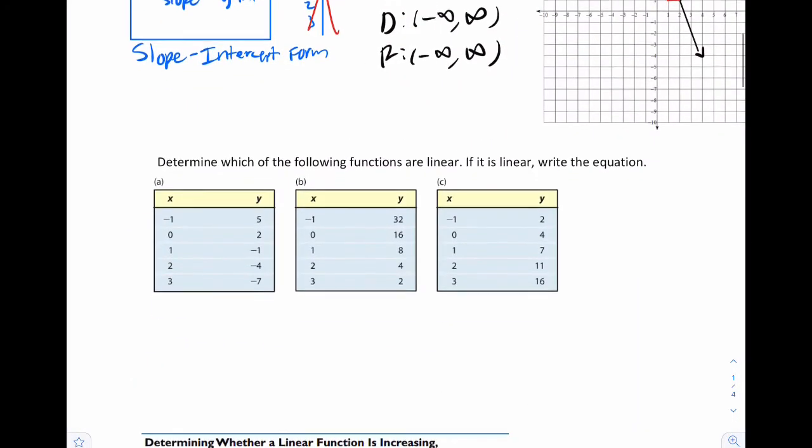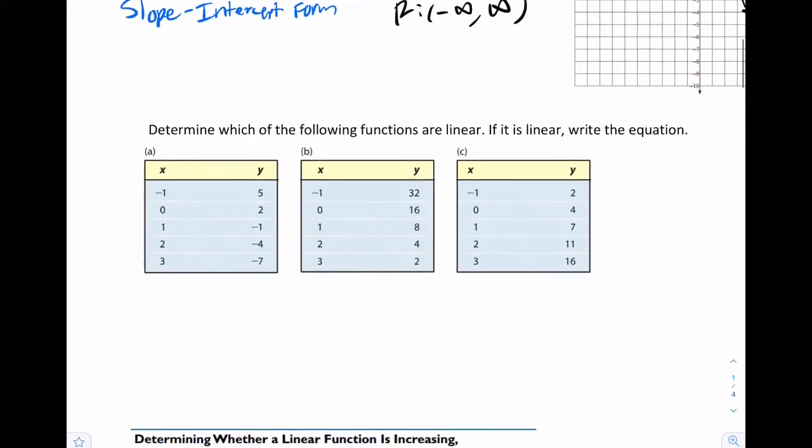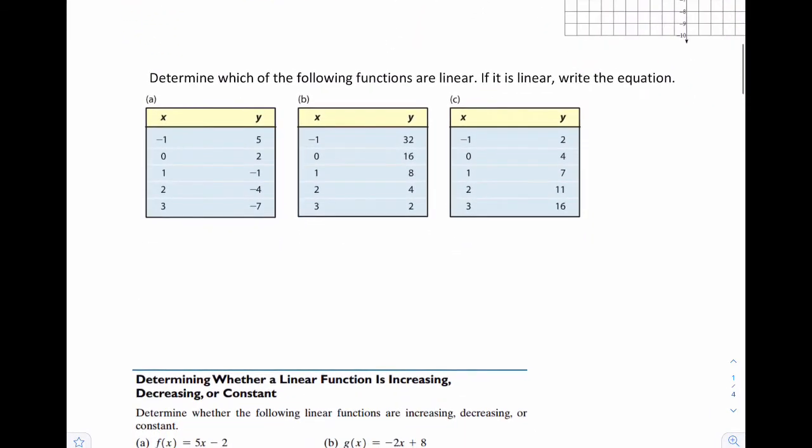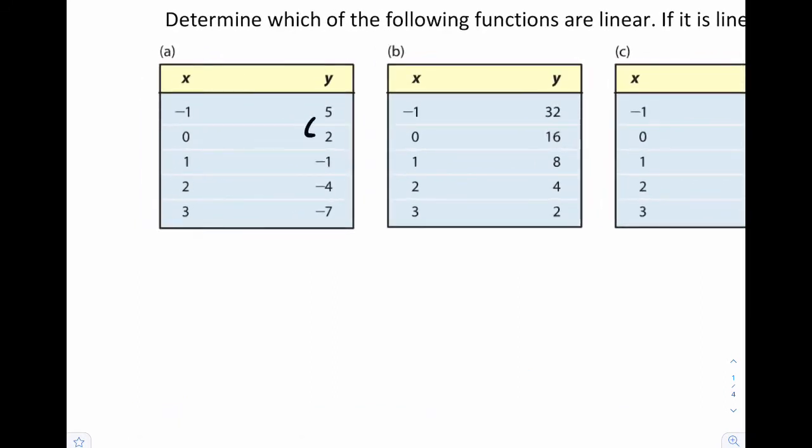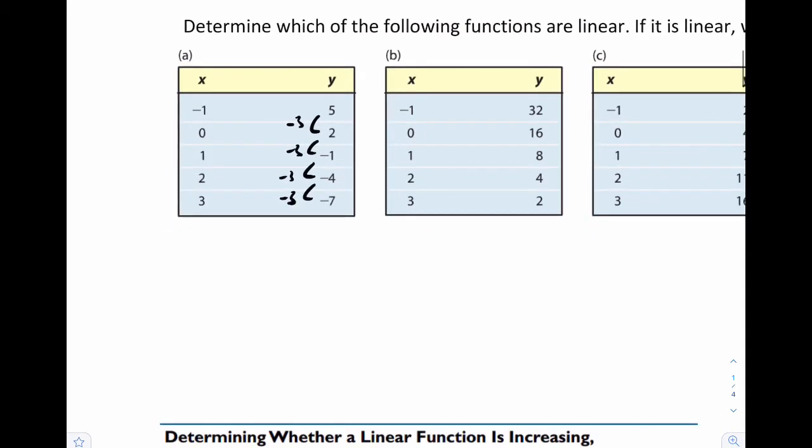Next example, which of the following functions are linear? If it is, write the equation. So all we're going to do is look for the rate of change. So notice how here I see down 3, down 3. They're all down 3, which means this must be linear. And it's linear if the rate of change is constant. So I'll put equals constant rate of change.